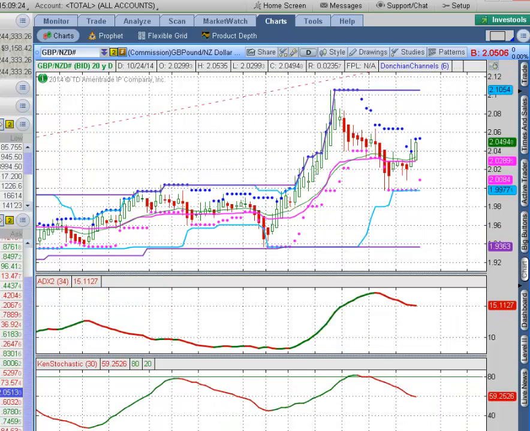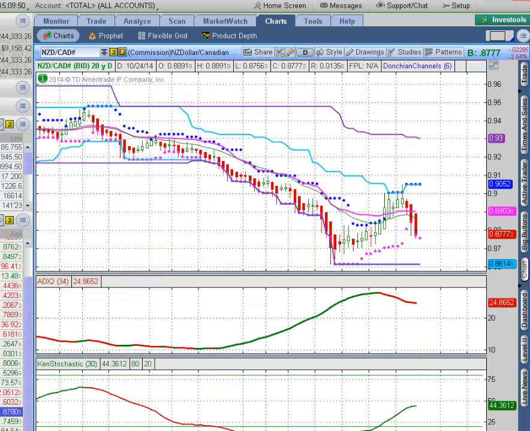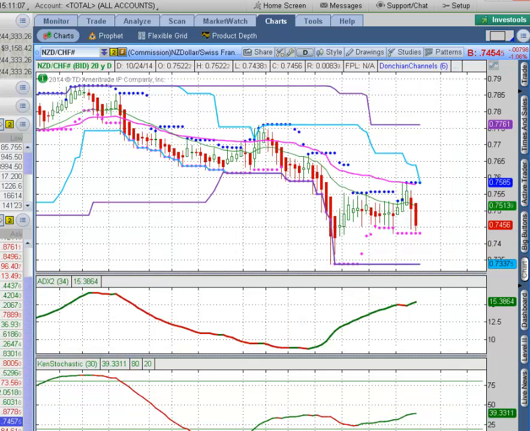Here's the Pound New Zealand dollar. We see similar price action to the Euro New Zealand dollar. Price had broken out of a sideways channel and has now formed a new sideways channel. Now we see the New Zealand Canadian dollar. Price over the last couple of weeks has been moving sideways.